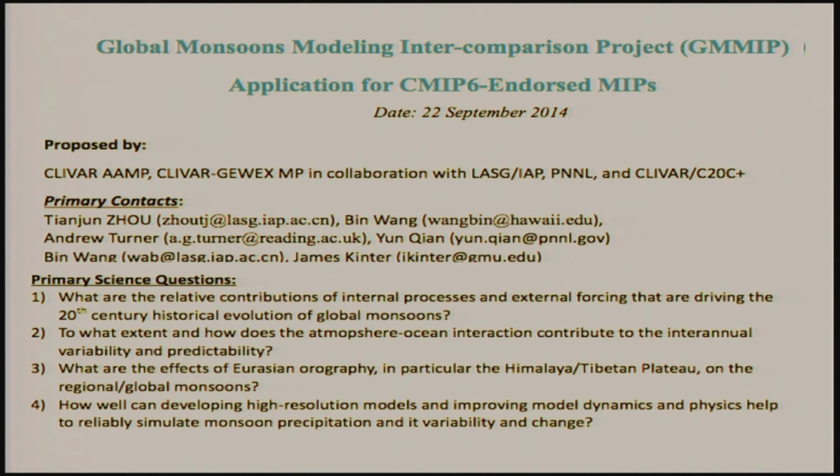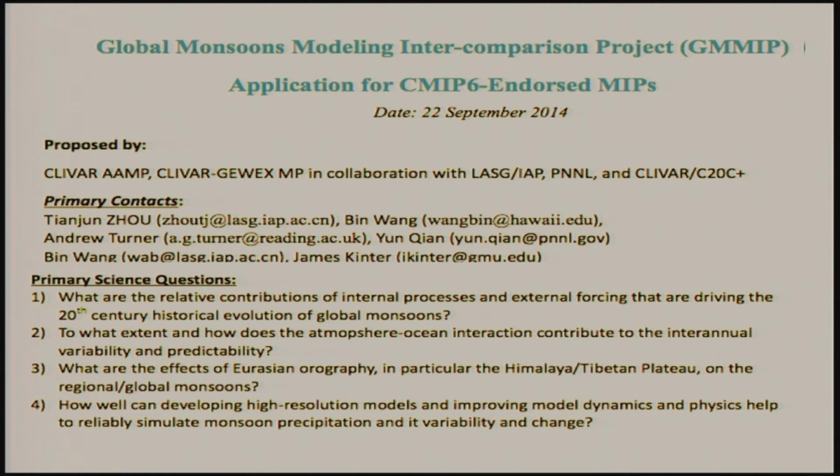Okay, this is the last slide I would introduce here. This global monsoon MIP we propose for CMIP 6. This was proposed by CLIVAR, collaborating with our lab. Dr. Tianjun Zhou leads this project. There are 4 scientific questions related to 4 tasks. We hope modeling groups may participate in this model comparison project.